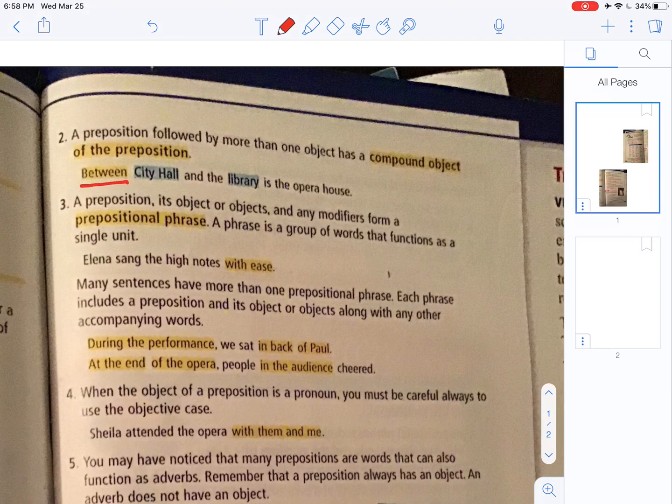Between is your preposition. But when you have something like between, you know you have to be listing two things for something to be in between something. So then you have city hall and library, and both of those are your object of preposition, okay? But it's also called a compound object of preposition because there's two of them. This is just your preposition. Okay, then for number 3, a preposition, its object or objects, and any modifiers form a prepositional phrase.